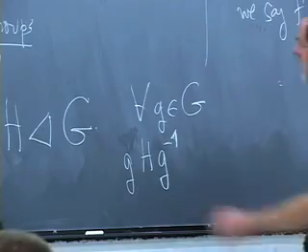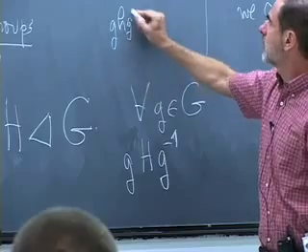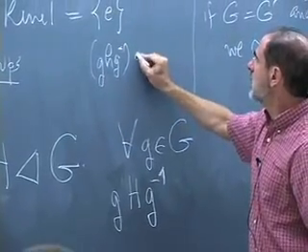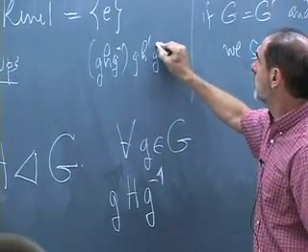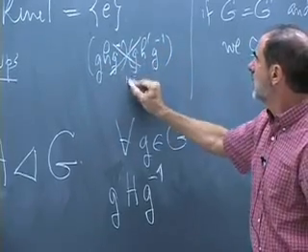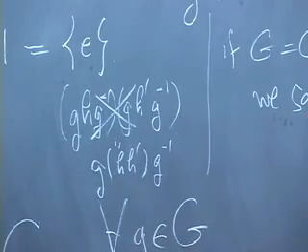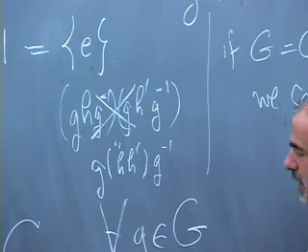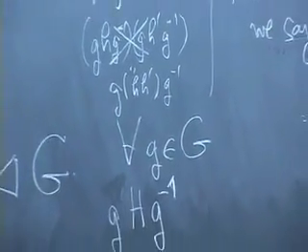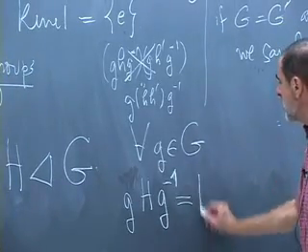You can easily see that that's closed under multiplication, because if you multiply gHg inverse by gH'g inverse, then these two g's cancel, and you get g times HH' g inverse. So this set, all elements of the form g, an element in H, times g inverse, is closed under multiplication. So it's another subgroup of G. A normal subgroup is one where this is always equal to H.